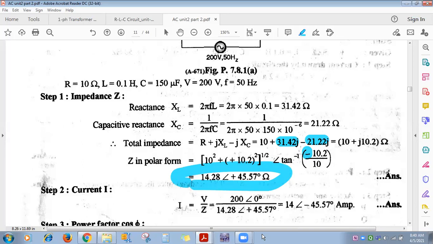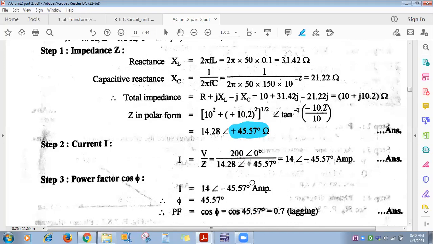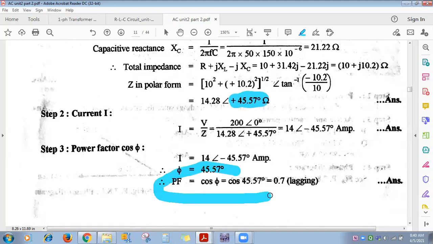No. Okay. Now see, I told you in previous lecture also, whatever the Z in polar form, its angle with sign you got, same you can consider it as phi, the power factor angle. So plus 45.57 will be the power factor angle. Take cosine of that. So what you will get? Power factor. And as here XL is greater than XC, nature of power factor you can specify as lagging. XL is greater than XC means circuit is more inductive, so total current will lag total voltage. That's why nature of power factor is lagging.